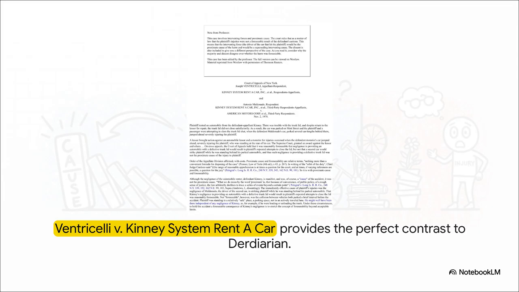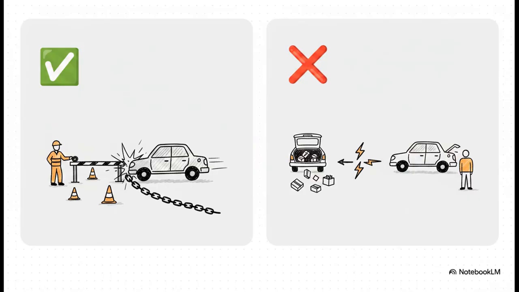And to see this in action, let's look at another famous case, Ventricelli versus Kinney System Rent-A-Car. This one gives us the perfect contrast to Derderian. In Ventricelli, the facts were totally different. The defendant rented out a car that had a faulty trunk that kept popping open. The plaintiff, the driver, pulls into a legal parking spot to try to close it. And while he's standing there, a totally different parked car suddenly lurches forward out of nowhere and hits him. The court said the rental company was not liable.